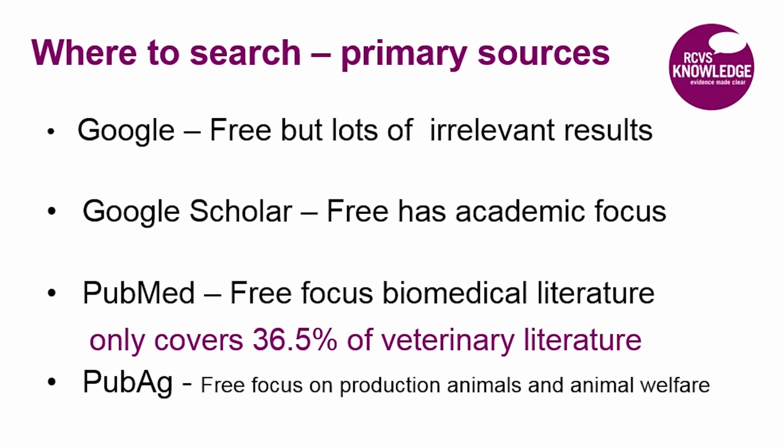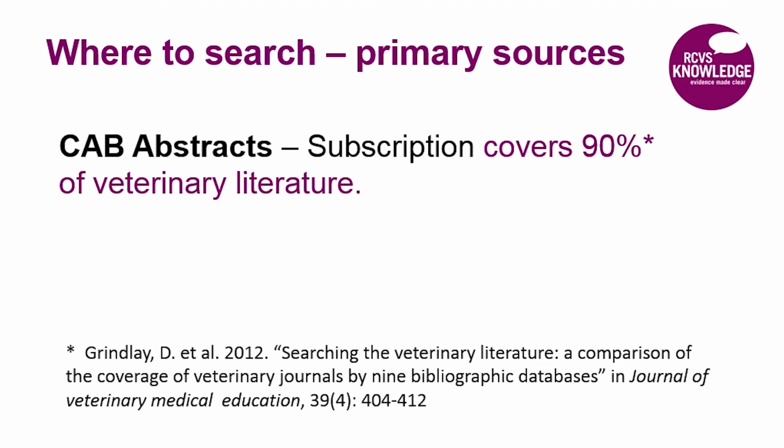So if PubMed's only 36.5%, what is the best database to search? Well, Nottingham's research shows it to be CAB Abstracts, which they found to cover 90% of the veterinary literature. How many people have ever searched CAB Abstracts? A few. It's a really good database. It is really expensive, really expensive. So mainly people who have access to that would be in academia.